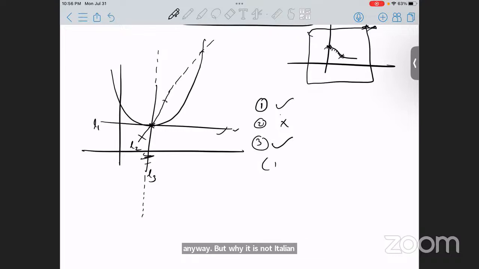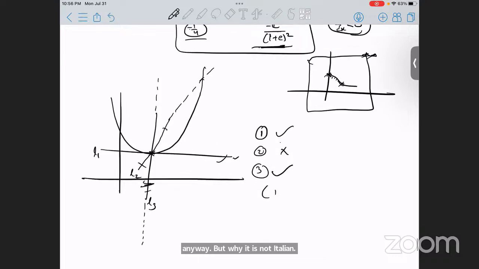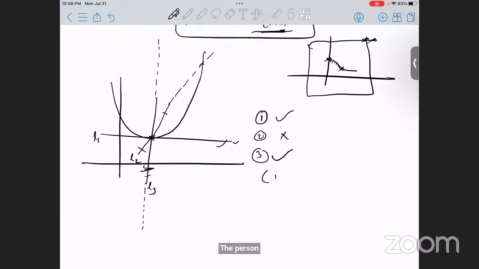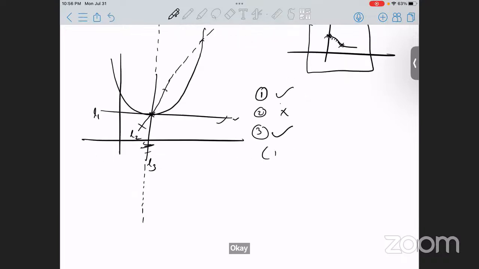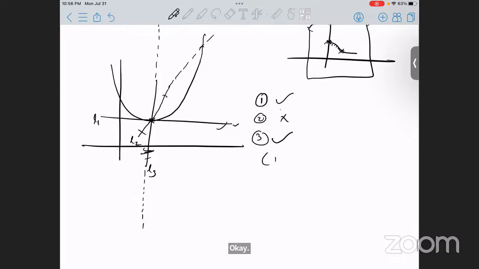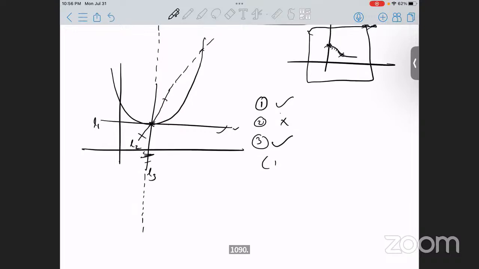My question is, sir: the perpendicular to the curve is not defined. Listen to this carefully. This line L3 has to touch the curve at one point, and what happens is that there is one line perpendicular to it.